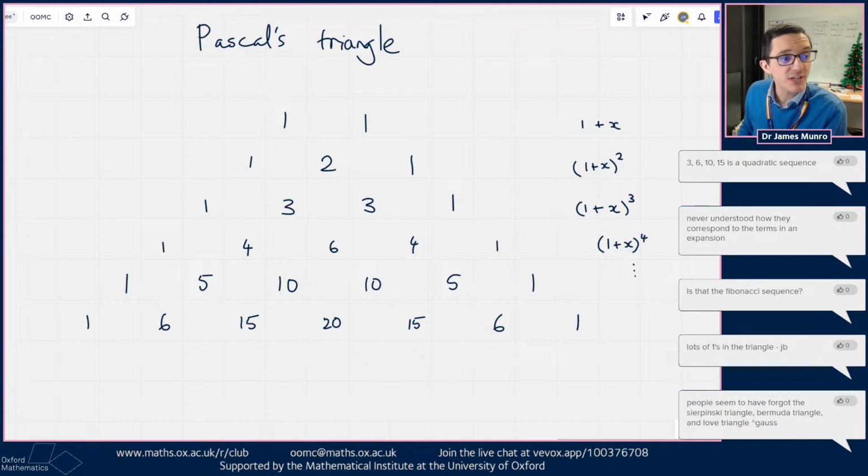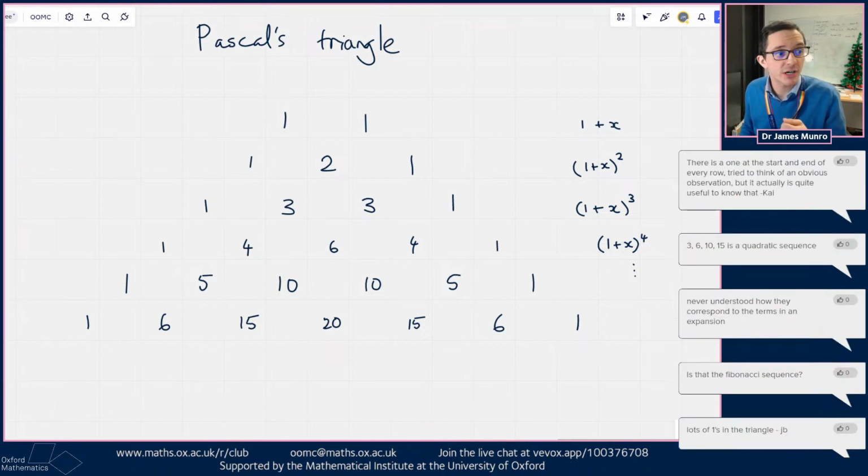Someone said never understood how the terms correspond, so maybe we should think about that a little bit as well. It's not a coincidence that the numbers you get when you do these expansions, multiplying out all these brackets, the numbers that you get are the same as the numbers that you get in Pascal's Triangle.